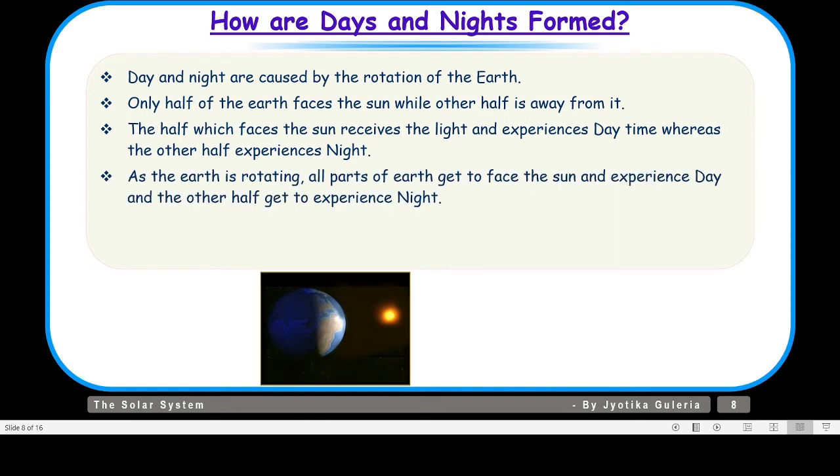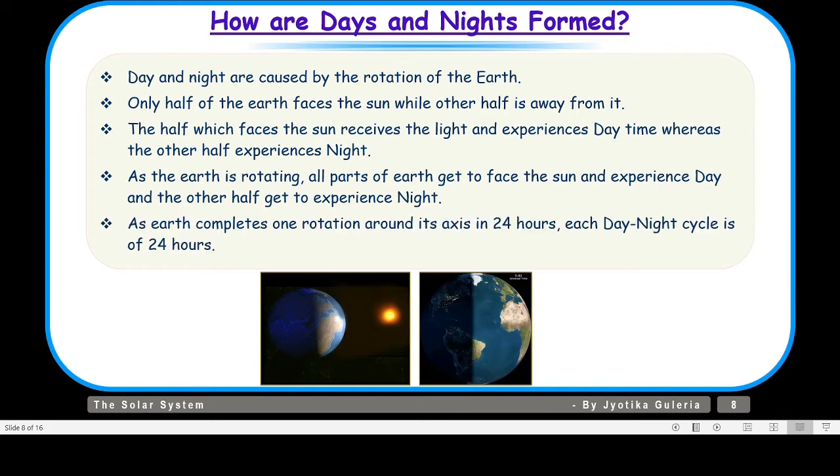As the earth is rotating, all parts of earth get to face the sun and experience day, and the other half gets to experience night. As the earth completes one rotation around its axis in 24 hours, each day-night cycle is of 24 hours. Or we can say that as it is rotating on its axis, at one point of time one half will have day and the other will have night. And this one rotation is completed in 24 hours. That is, the day-night cycle is completed in 1 day.